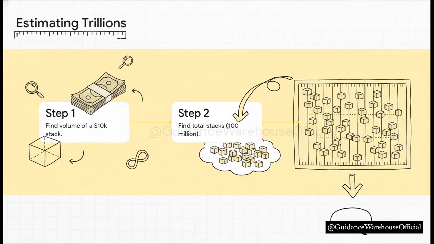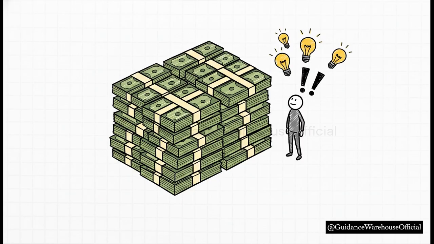Step 3. Multiply those together to get the total volume of all that cash, and then just divide it by the total square inch area of our football field. And this brilliantly illustrates the sheer power of approximation. The math reveals that the money would stack about 8 feet high across the entire football field. That means your friend who guessed 10 feet was actually incredibly close.